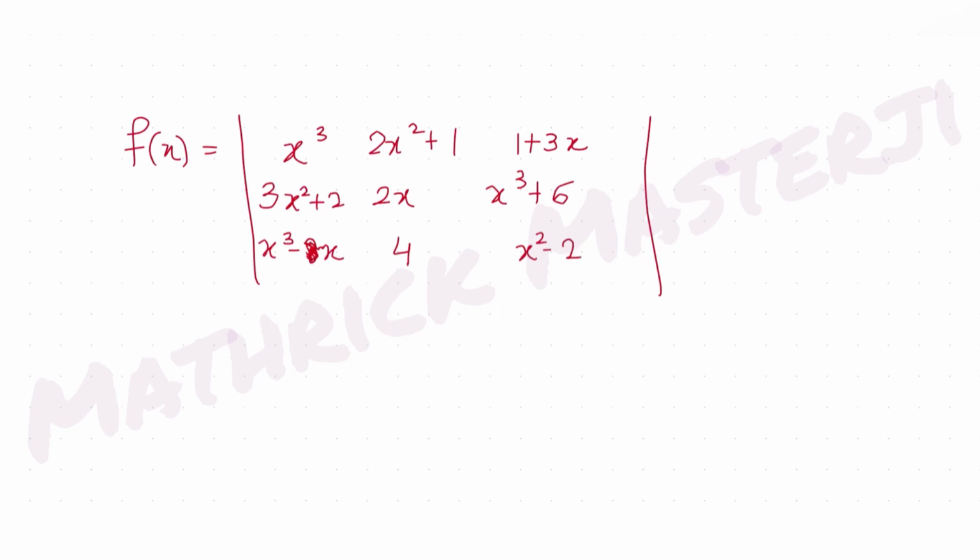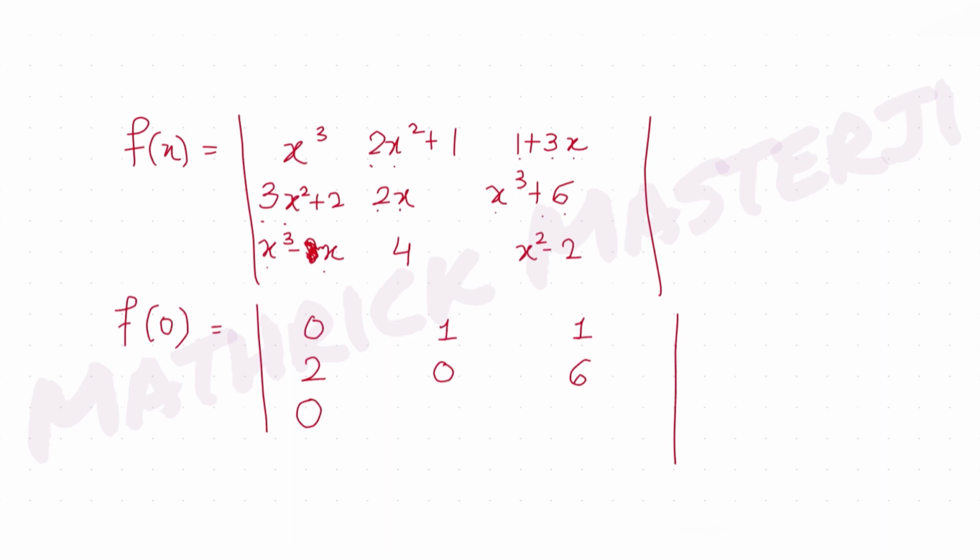Now if I put x as 0 everywhere to get f of 0, you get 0 cube which is 0, 2 into 0 square which is 0 plus 1, so 1, 1 plus 3 into 0 which is again 1. Then 3 into 0 is 0 plus 2, so 2, 2 into 0 is 0, 0 cube plus 6, so 6. Here you get 0 cube minus 0, so 0, 4 again, and 0 square minus 2, so minus 2.